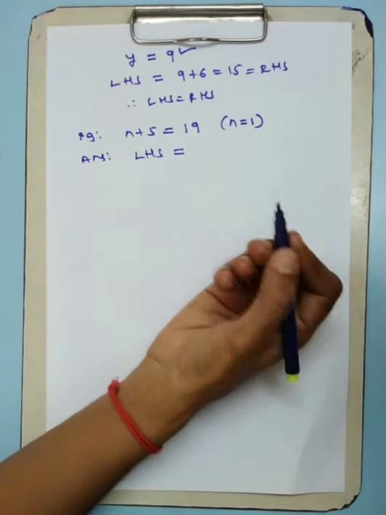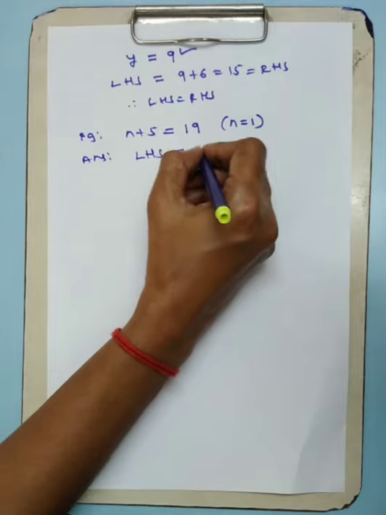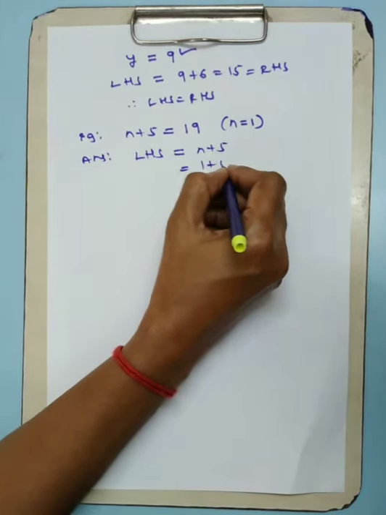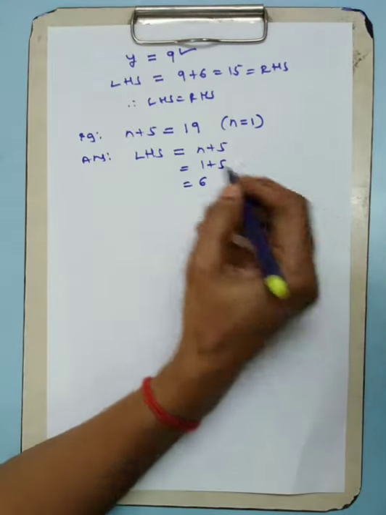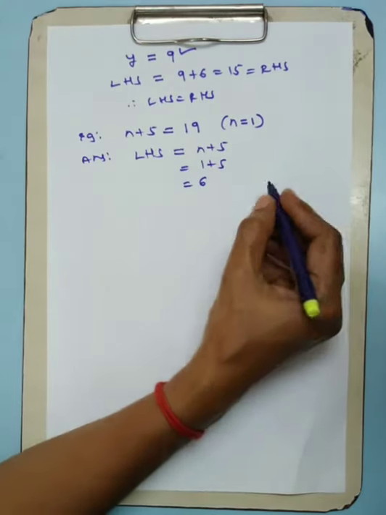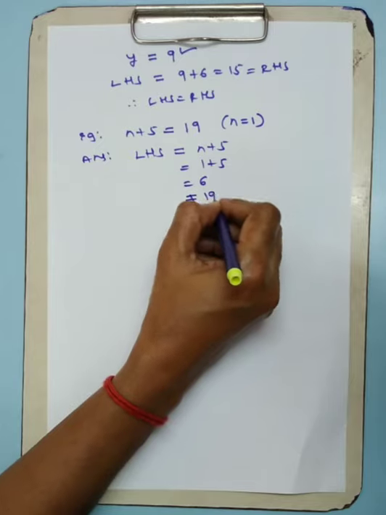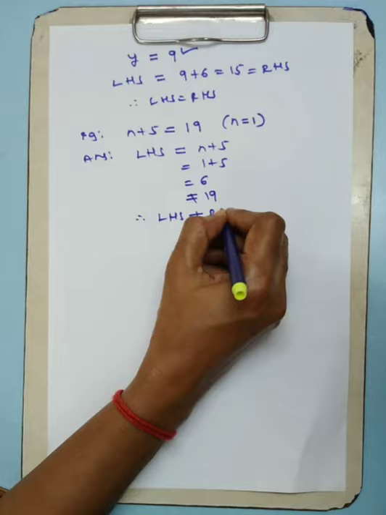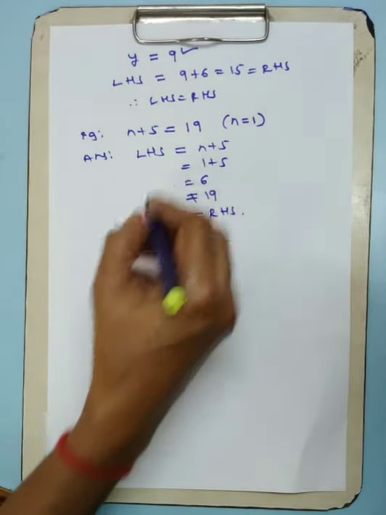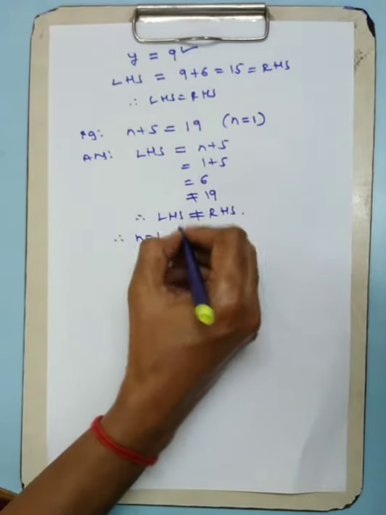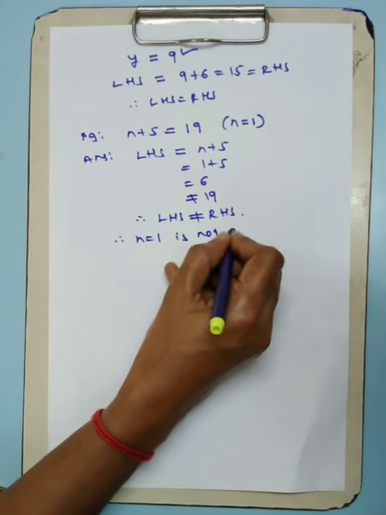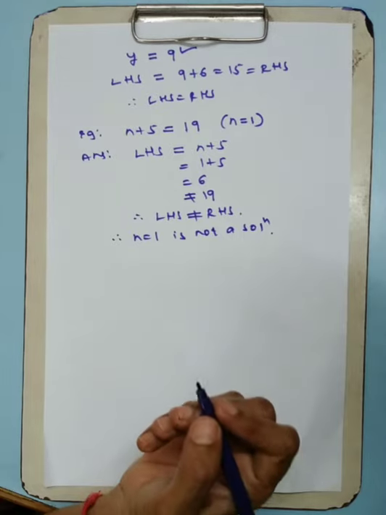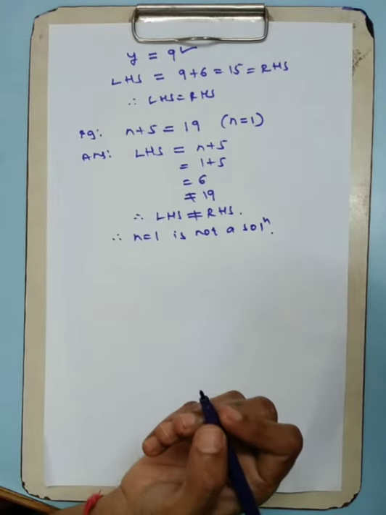So for that you have to find the left hand side. Your left hand side is n plus 5. In place of n you will substitute 1. So 1 plus 5 is equal to what you are getting? 6. But in RHS what do we want? We want 19. So it is not equal to 19. Therefore LHS is not equal to RHS. So n equal to 1 is not a solution of the given equation. Now in the second main there are 6 questions.